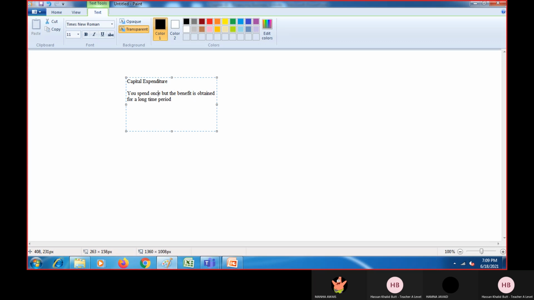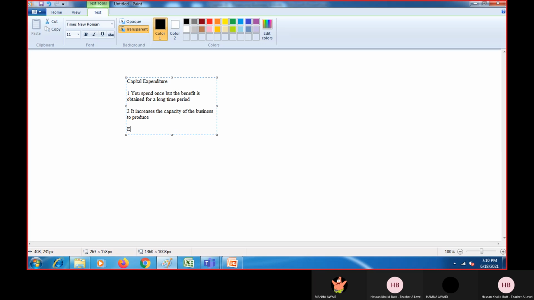Secondly, it increases the capacity of the business to produce. Remember, it increases the capacity of the business to produce as well. This is also part of it.